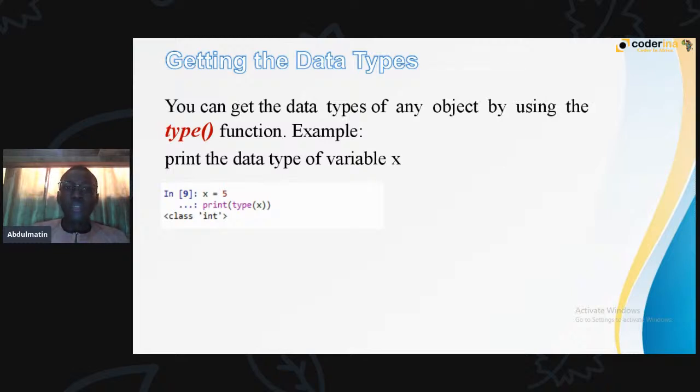You can get the data type of any object by using the type function in Python. We're going to get to functions, where you're going to be working with functions. There are different ways of writing functions in Python, so we're going to be getting to that. So that's basically it for getting the data types of variables in Python.